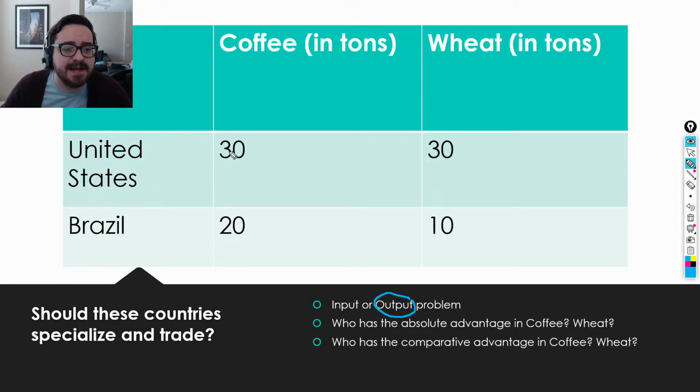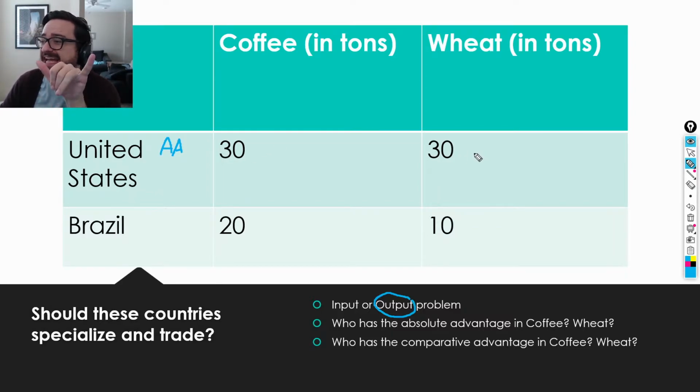America for sure has the absolute advantage in both. I'm just going to put AA over here because America's got it for both of them. They can produce more coffee and more wheat in a vacuum than Brazil. Got to remind you guys here, these are either-or options for these two countries. So America could make 30 tons of coffee max or 30 tons of wheat max.